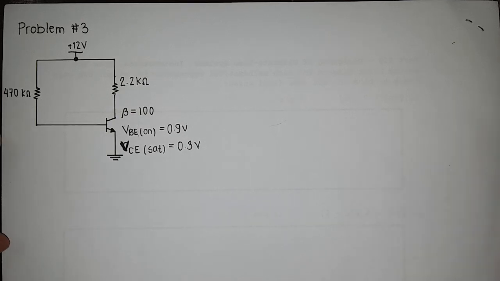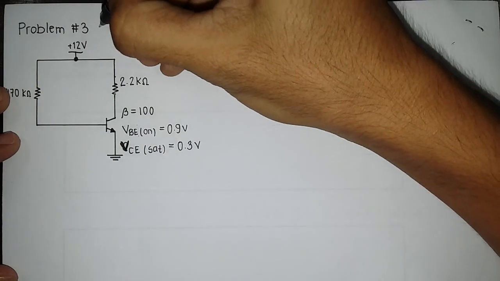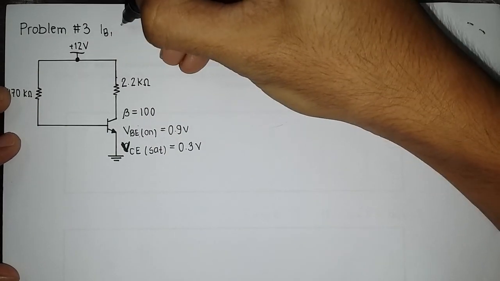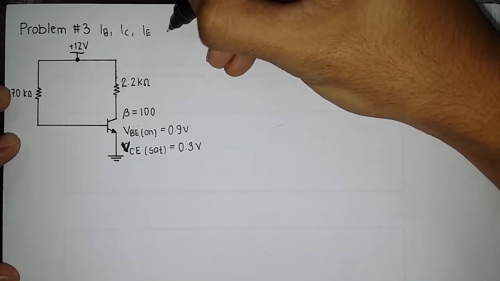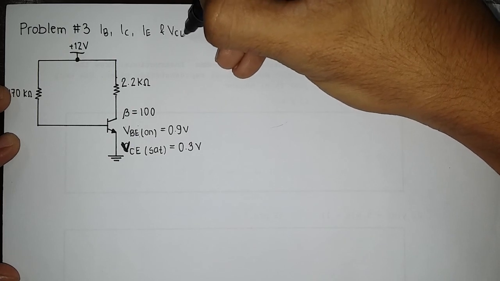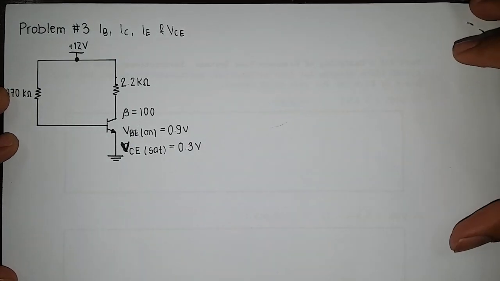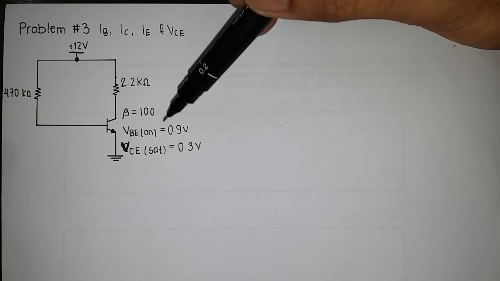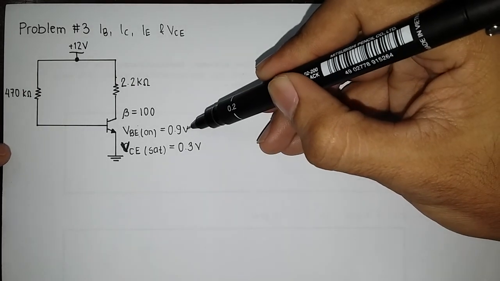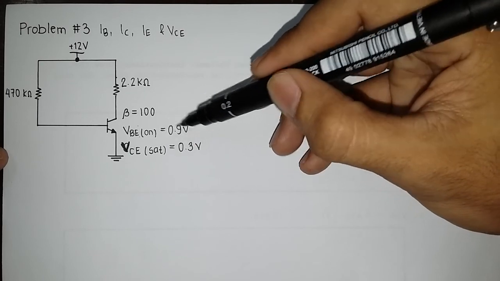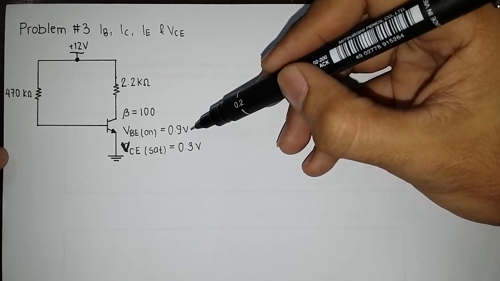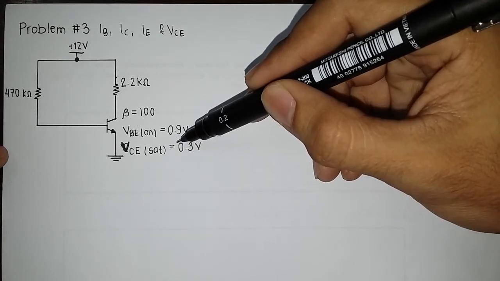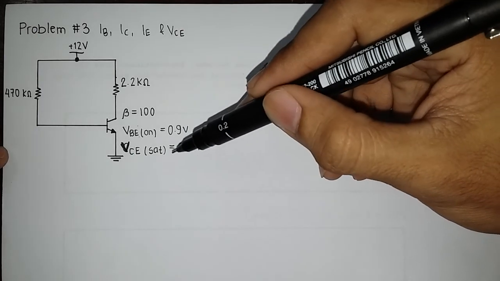Okay, so for our problem number 3, hanapin pa rin natin yung IB, IC, IE, and the collector to emitter voltage. Okay, so yung circuit, kapareho lang to ng problem number 1. But this time, dinefine natin yung value ng VBE on, okay, nakaspecify siya as 0.9 volts, and si VCE sat, nakaspecify siya as 0.3 volts.